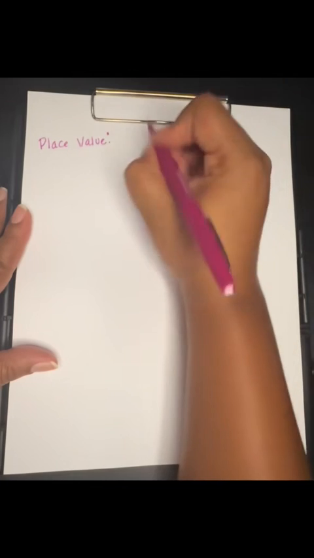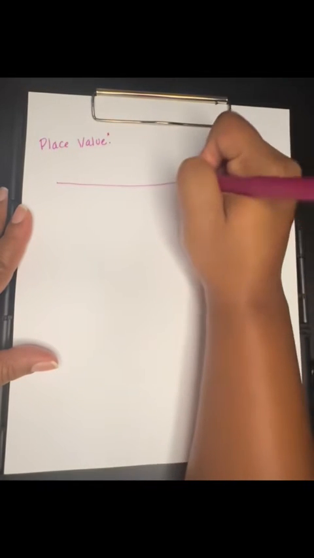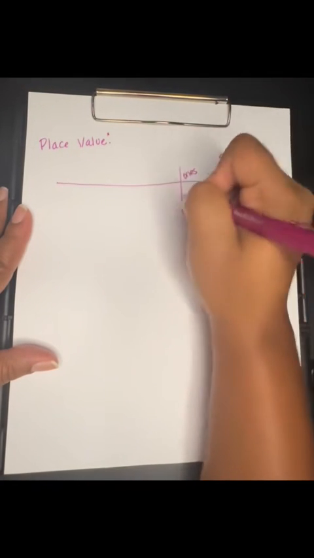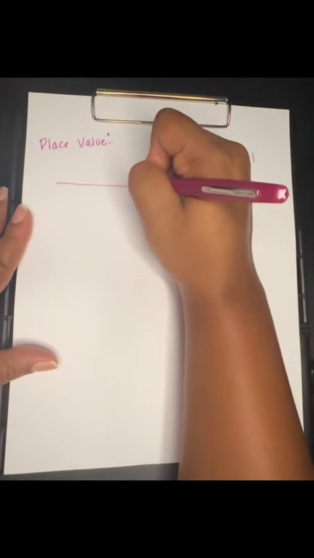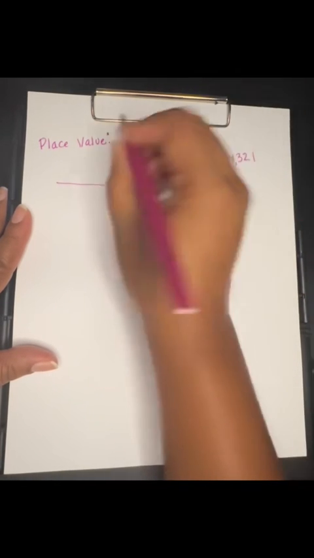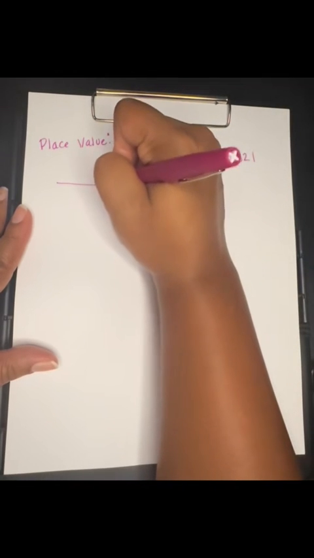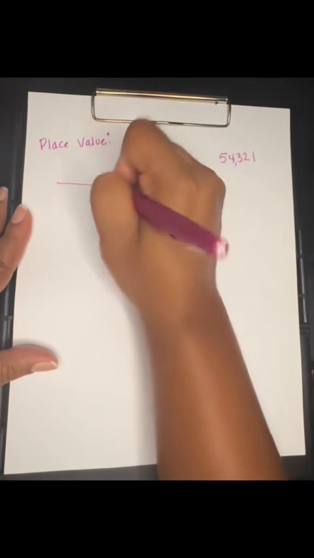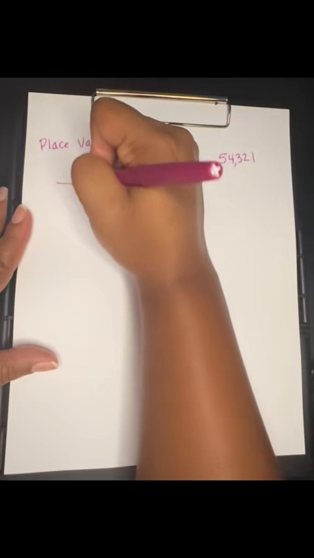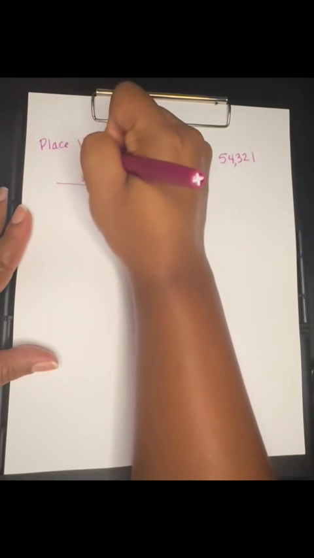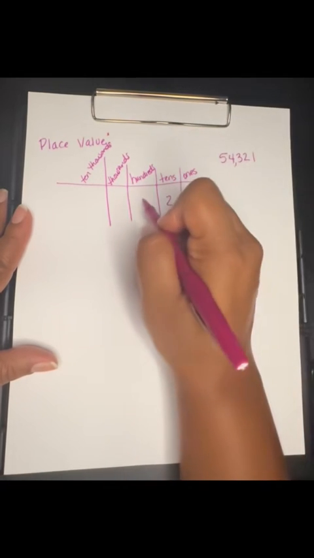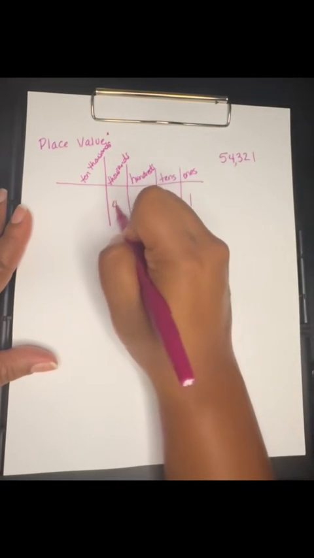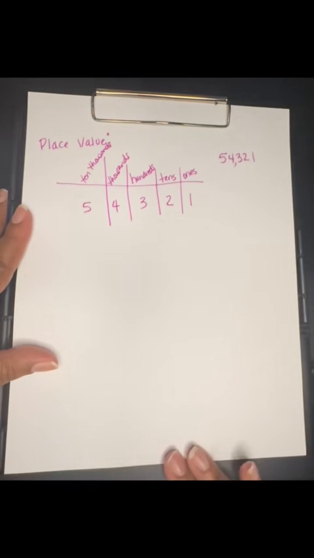All right, so we have ones, tens, hundreds, thousands, and 10,000s. Our 1 is in the ones, our 2 is in tens, 3 is in the hundreds, 4 is in the thousands, 5 is in the 10,000s.